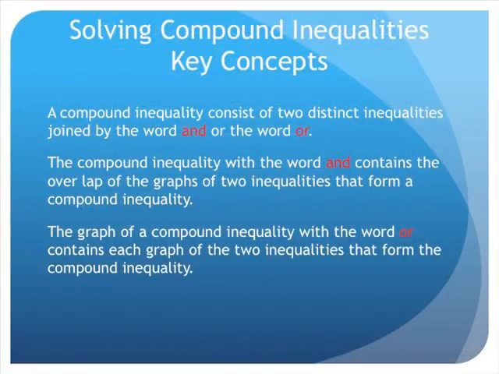Now, solving compound inequalities. Here are some key concepts. A compound inequality consists of two distinct inequalities joined by the word and or the word or. The compound inequality with the word and contains the overlap of the graphs of the two inequalities that form it. The graph of a compound inequality with the word or contains each graph of the two inequalities that form the compound inequality.